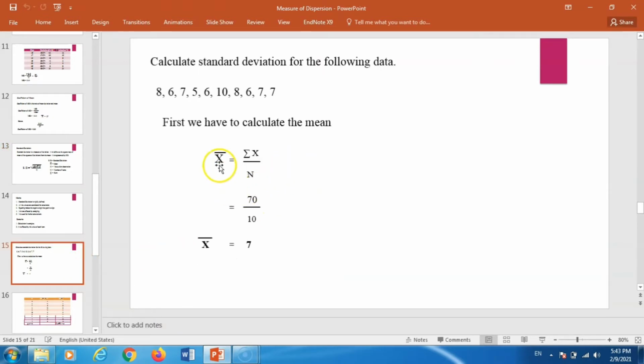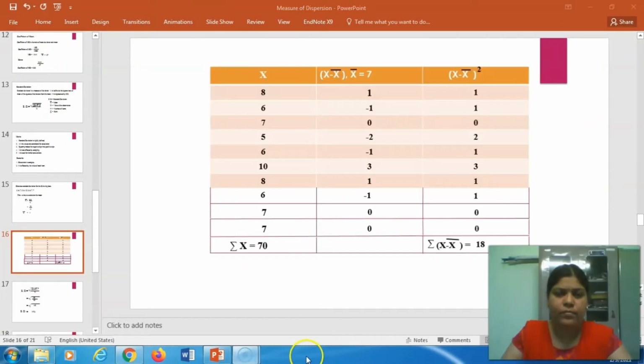So here the formula for the mean: x bar is equal to summation of x upon n. The sum of all these values is 70, and the number of items is 10. So 70 divided by 10 we will get 7. So x bar is equal to 7. x bar means mean, so 7 is our mean.